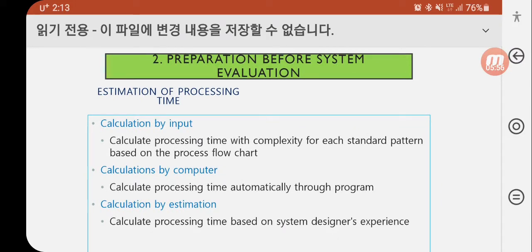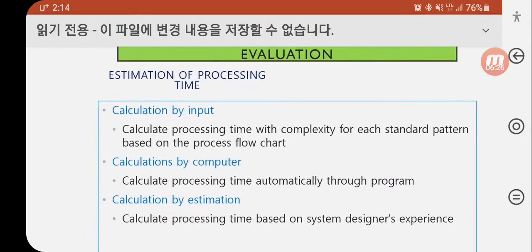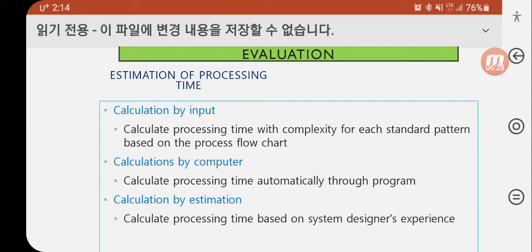The slide you see now describes what you need to prepare before evaluating the system. You have to count up processing time, make an operation plan, and consider the cost of running it. Calculation by input, calculation by computer, and calculation by estimation: three ways of viewing it. First, calculation by input.